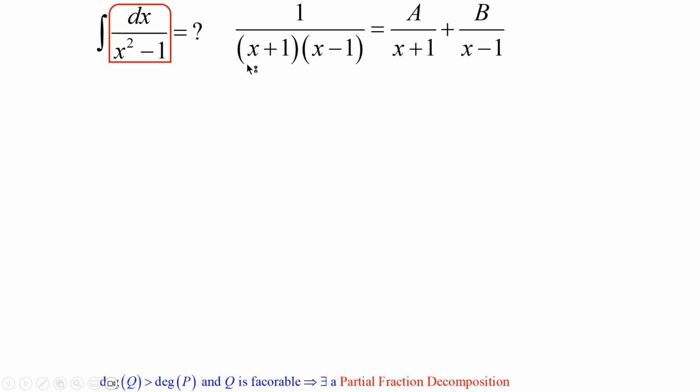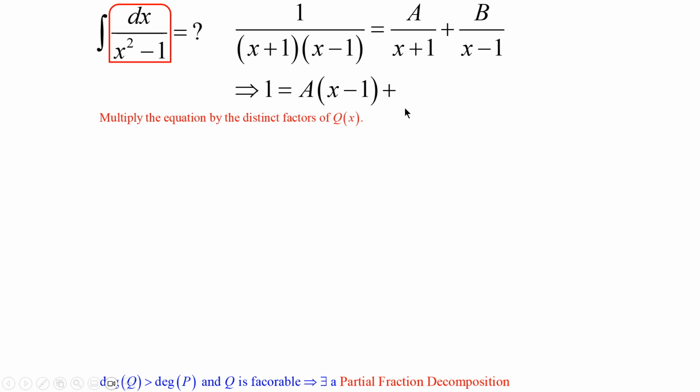Now, all we do is multiply this equation by the divisor on the left. And look at what we get. So, I'll have a 1. And this is multiply the equation by the distinct factors of q of x. So, 1 equals A times x minus 1 plus B times x plus 1. Now, we're going to solve for A and B. So, this is pretty simple to do too.